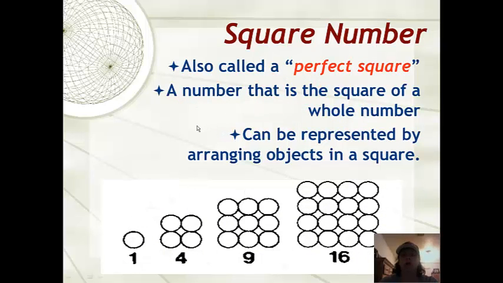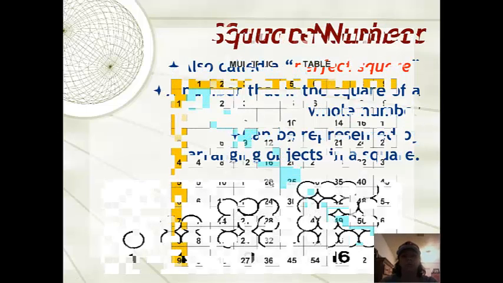Square numbers are also called perfect squares. A perfect square is a number that is the square of a whole number. It can be represented by arranging objects in a square. Like down here, 1: the square root of 1 is 1. 4: we have 2 rows of 2, so the square root of 4 is 2. 9: we have 3 rows of 3, so 3 times 3 is 9, so the square root of 9 is 3. 16: 4 rows of 4, which 4 times 4 is 16, so the square root of 16 is 4.